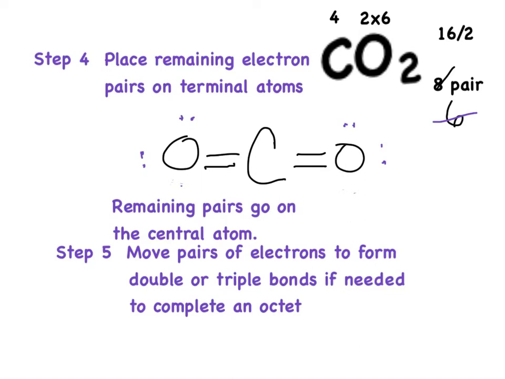And now you can see that we have 2, 4, 6, 8 electrons on this oxygen, 2, 4, 6, 8 on the carbon, and 2, 4, 6, 8 on the other oxygen.